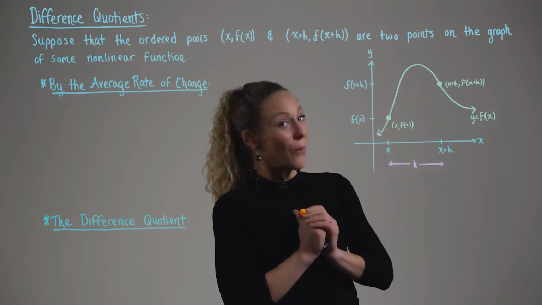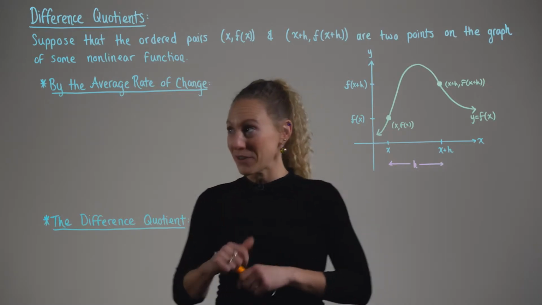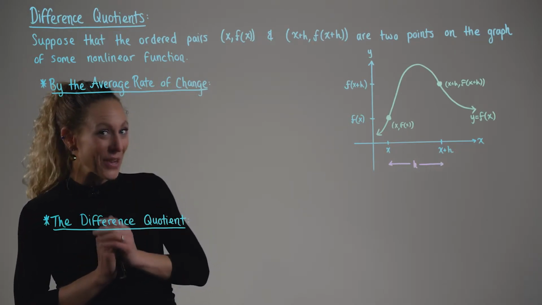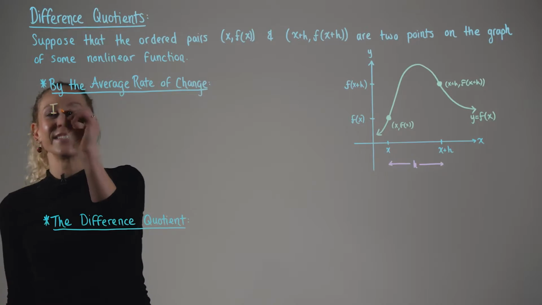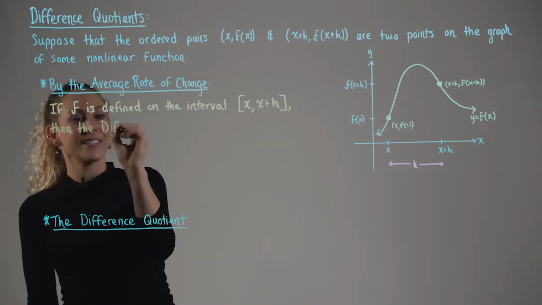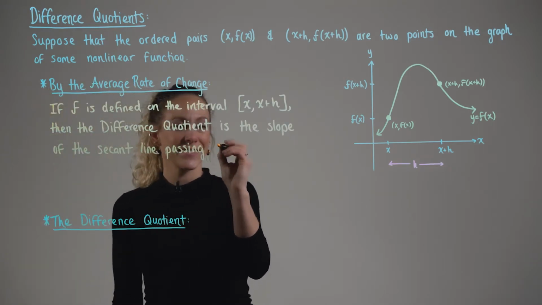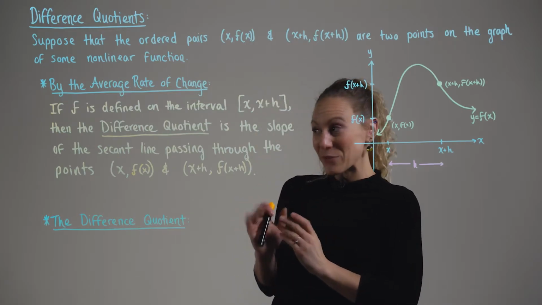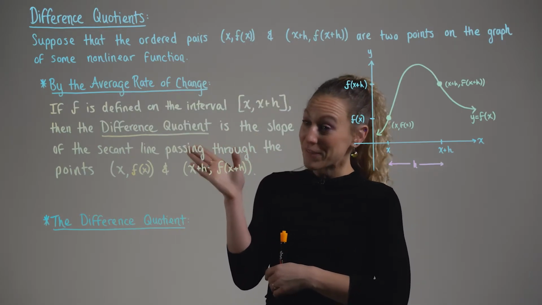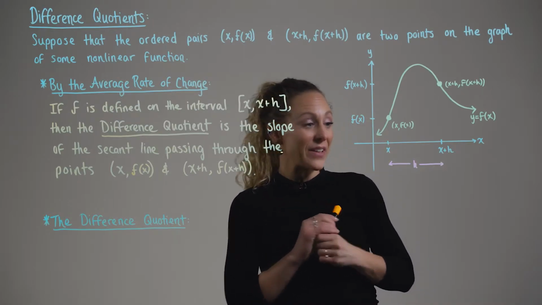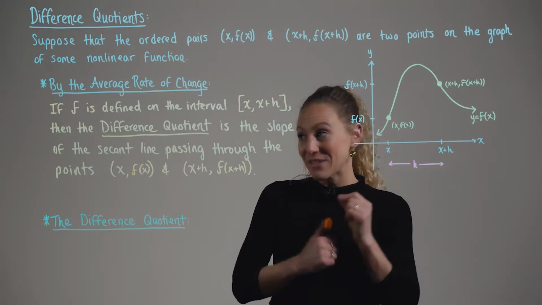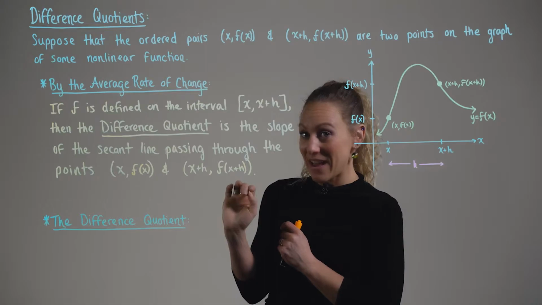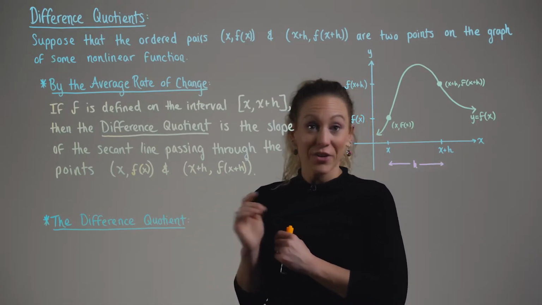So we have the 2 points on our nonlinear function, or the graph of our nonlinear function. Now, using what we know from the average rate of change, we have the following. So by the average rate of change, if our function f is defined on the interval of x values from x to x plus h, then the difference quotient can be thought of as the slope of the secant line passing through these 2 points on our curve.